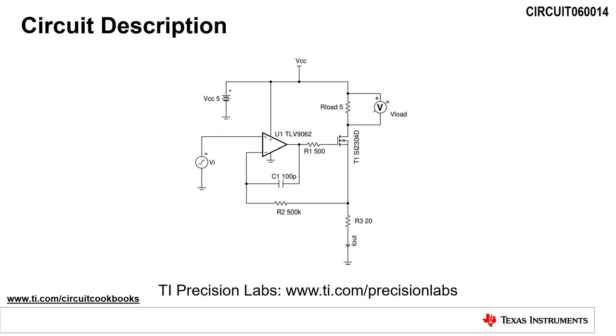The current is accurately regulated by feeding back the voltage drop across a low-side current sense resistor, R3, to the op-amp. This video explains how to design this circuit using TI's TLV9062 in just a few easy steps. Please note that R1, R2, and C1 are used for stability compensation, which is beyond the scope of this video. For more information on stability, please refer to TI Precision Labs.